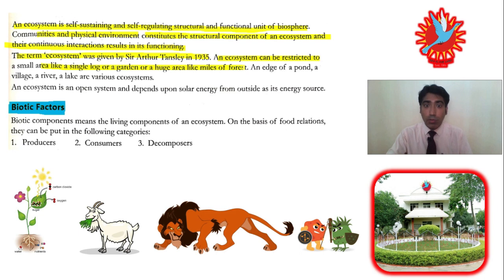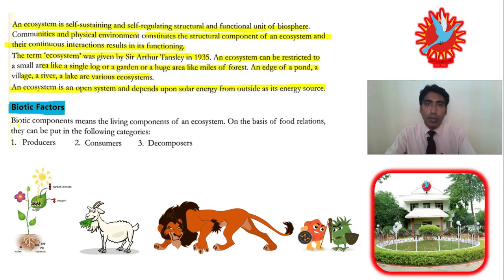An aquarium is also a small kind of ecosystem, because in an aquarium various kinds of aquatic plants and fishes are present that keep on interacting with the light, water, temperature, etc., which are the abiotic components of an ecosystem. On the other hand, an ecosystem can be as big as the Amazon forest or a rainforest. The edge of a pond, a village, a river, a lake are various kinds of ecosystem. An ecosystem is an open system and depends upon solar energy from outside as its energy source.